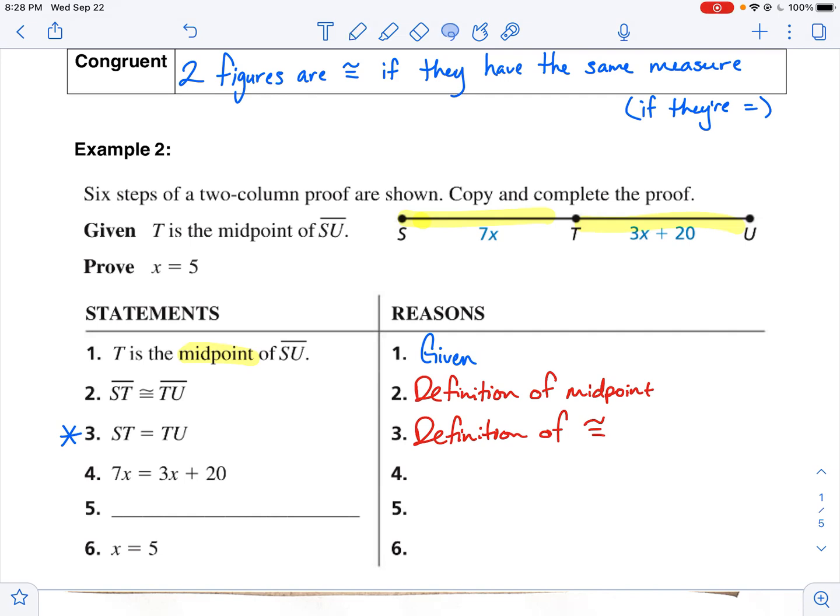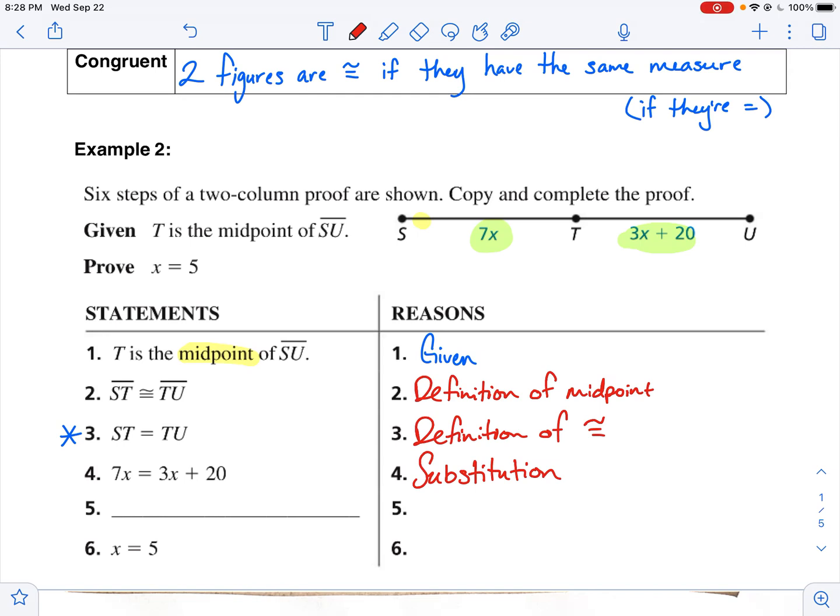And then on step 4, I had ST as a segment, but then I substituted in 7x for ST. And I had TU as a segment, but then I substituted in 3x plus 20. So you can see that instead of TU, I put 3x plus 20. Instead of ST, I put 7x, but they mean the same thing. All I did was substitute in my known values.